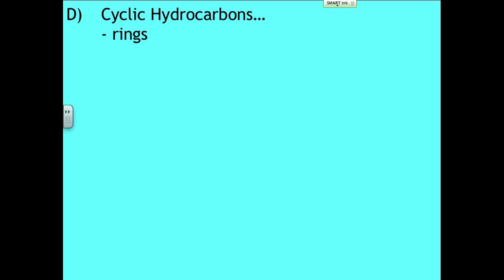Okay, so cyclic hydrocarbons, as it says, deal with rings, a cycle. So it's pretty simple. The simplest cyclic ring is one that has 3 carbons. Notice how they've connected and made a ring. Obviously, that means that we have fewer hydrogens.